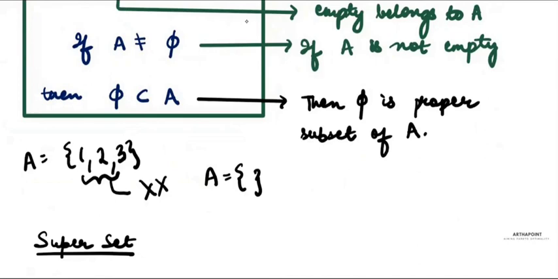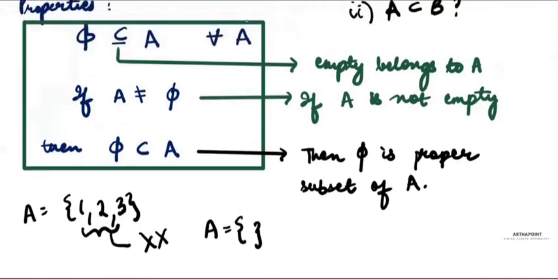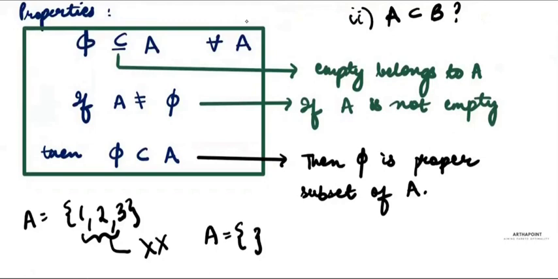Even if I have removed all the elements from A, it is still an empty set. If A is still an empty set, it always had this empty belonging to itself. So in that sense, the empty set will always be a subset of any set.